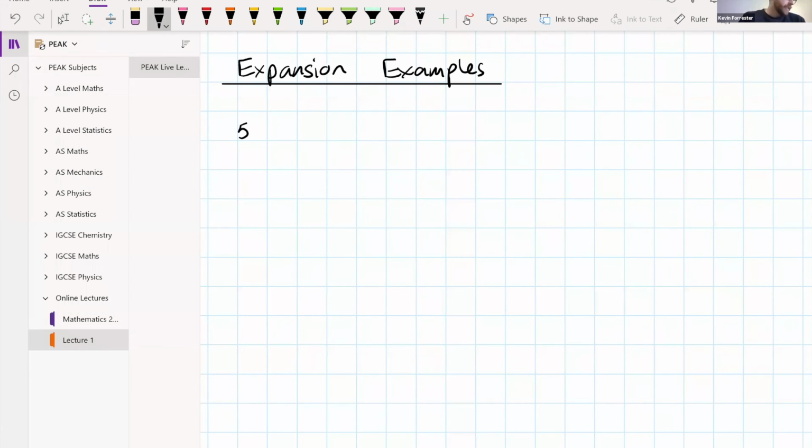So let's take a look at this question. 5x multiplied by x plus 7y minus 2x times by 2x minus y. Right, so this is an expansion example, and if we remember back to what I said earlier in our lecture, expansion requires us to multiply our brackets and then simplify afterwards. So let's do some multiplication.